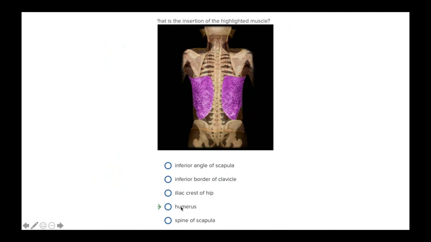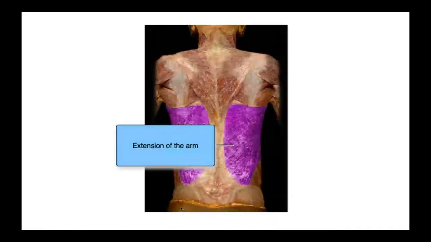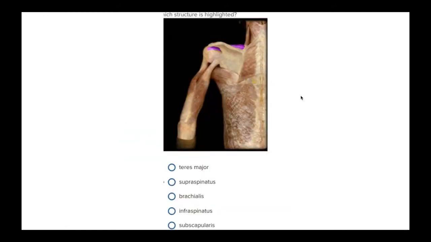It's the humerus. It inserts on the humerus, again on the bicipital groove or intertubercular groove. What is its primary action? It is involved with extension of the shoulder or extension of the arm.